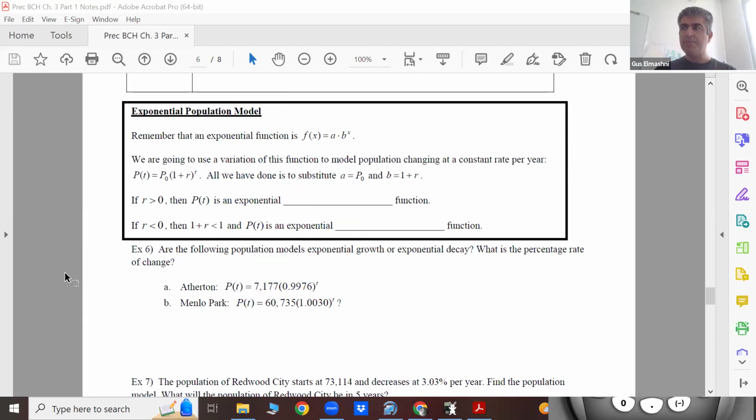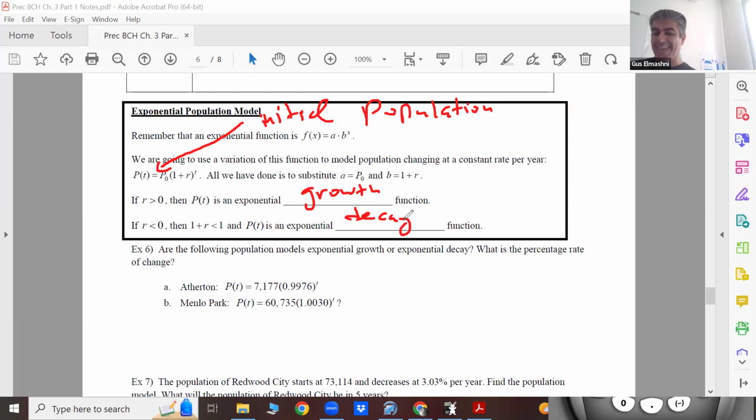Are you good? Okay. So just small changes in variables. P sub 0 is what we usually use for the initial population. So that's the initial population, P sub 0. And if your rate's bigger than 0, that's growth. If your rate's less than 0, that's decay. So R is the percent growth or percent decay.